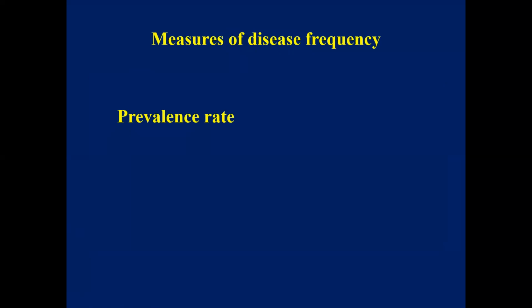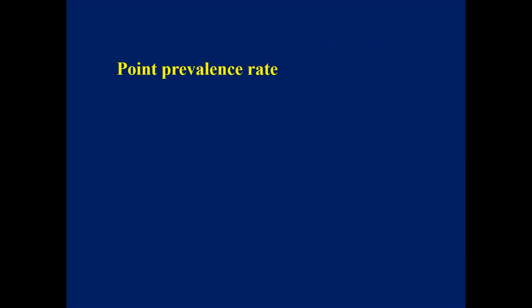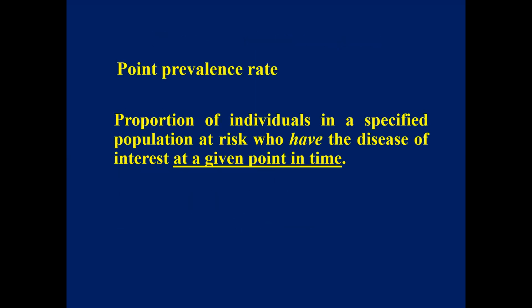Then we have the most commonly used measure of disease frequency, that is prevalence rate. Prevalence, as you know, is the total number of old and new cases that we study. Basically there are two types of prevalence: one is called point prevalence and the other is called period prevalence. Now what is point prevalence? Point prevalence means the proportion of individuals in a specified population at risk who have the disease of interest at a given point of time.